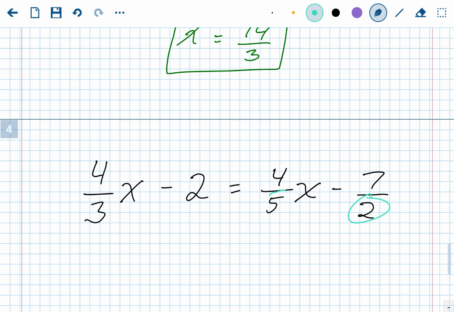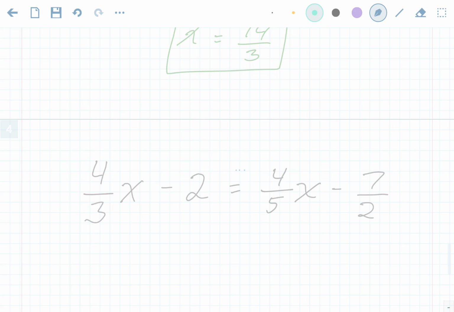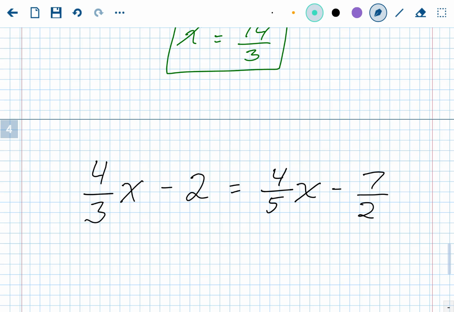So find the smallest value that 3, 5, and 2 all go into. Well, again, you could start by just doing multiples of 5. 5 doesn't work. Only even numbers are going to work because of the 2. So 10, 3 doesn't go into 10. 20, 3 doesn't go into 20. 30. 3 goes into 30, 5 goes into 30, 2 goes into 30. So our least common multiple for this one is 30.